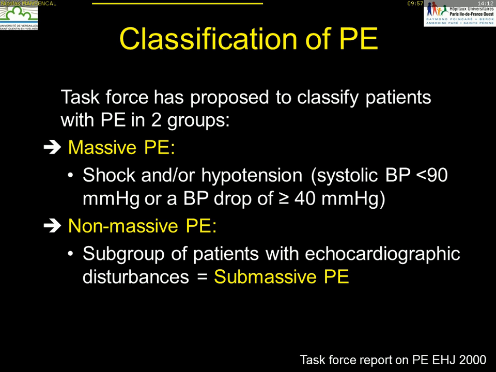We had a previous classification of PE with two groups of patients. Patients with massive PE, defined as a shock or hypotension. This is a clinical definition. And we have non-massive PE with a subgroup of patients with echocardiographic abnormalities. This is the submassive PE. This classification is now over.